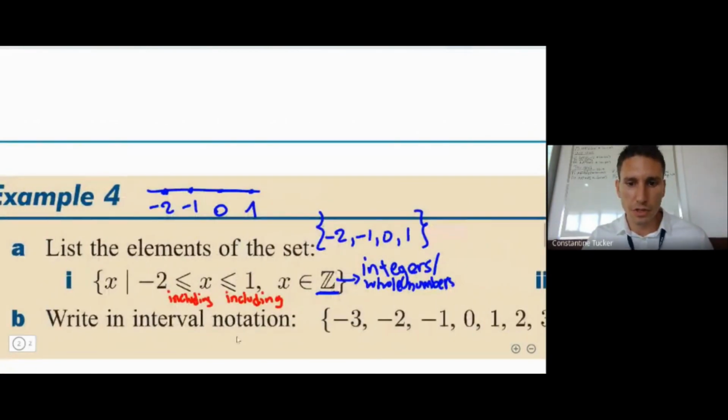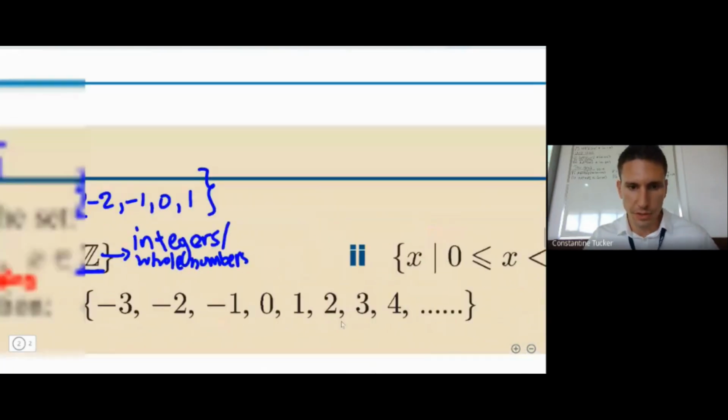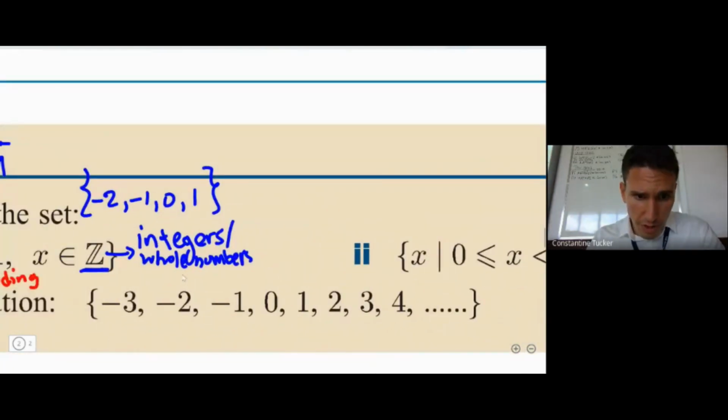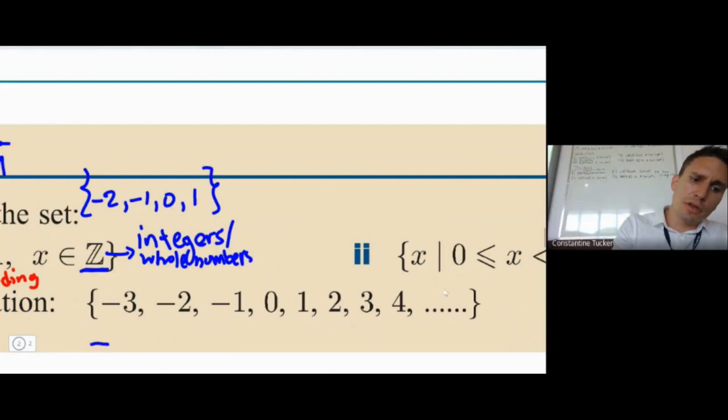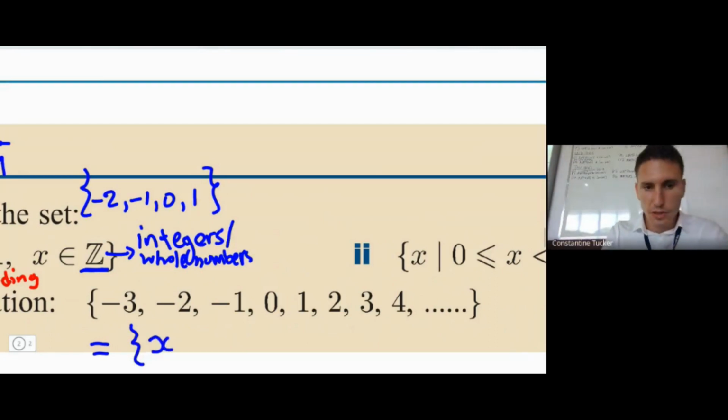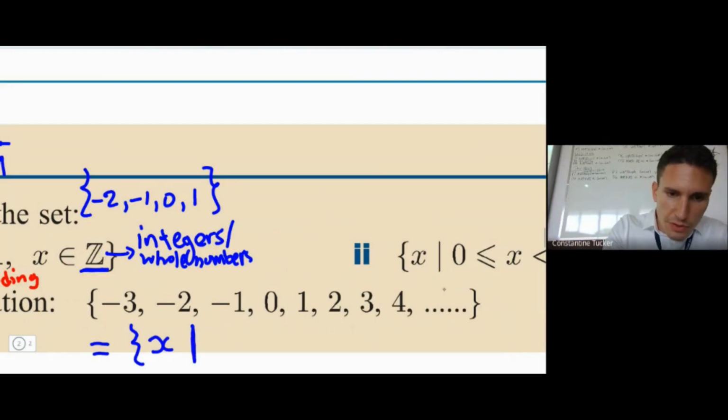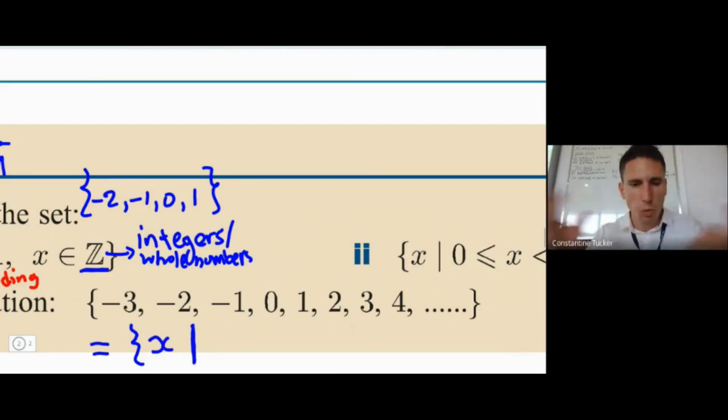Write in interval notation these numbers here. So how would we write in interval notation these numbers here? Well, the first thing we would do is the thing that the textbook has shown us previously. We would open the curly brackets, and then we would say it's all the x's, so we put an x in there, such that, so we draw this vertical line. So this is like a formality. We always do this with these sets. We say open curly brackets, put an x there, and then a vertical bar.